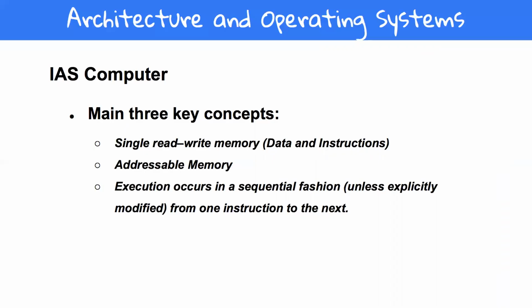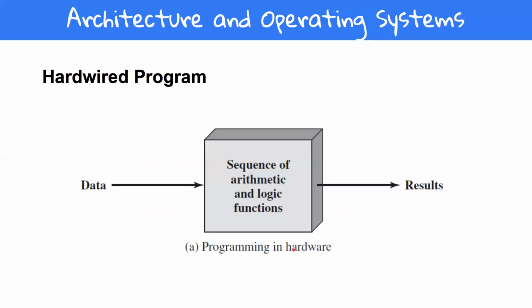The memory is addressable. It's very important because we should know where to store the data, where to read the instruction from. And execution occurs in a sequential fashion from one instruction to the other one. So when you write a program, for example, your program starts from the location 125, 126, 127. So it goes line by line in the memory and goes down in a sequential fashion, unless explicitly modified. For example, an interrupt happens. We'll discuss that later. So these are the most important or key concepts in the IAS machine or Von Neumann architecture.